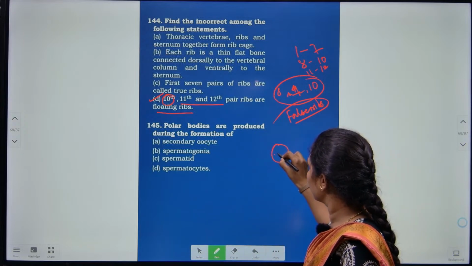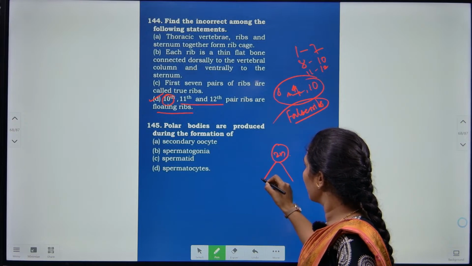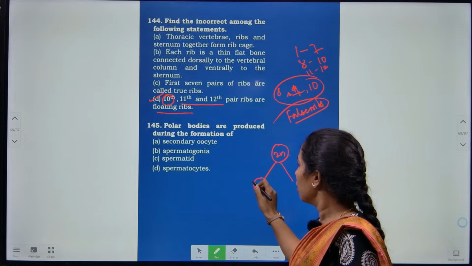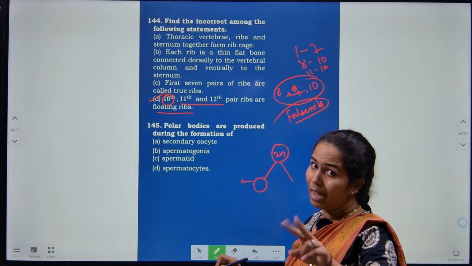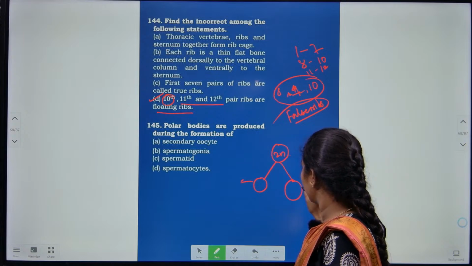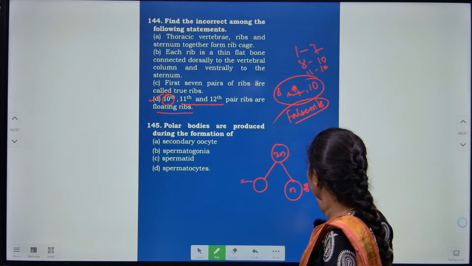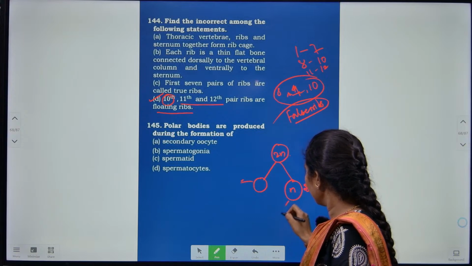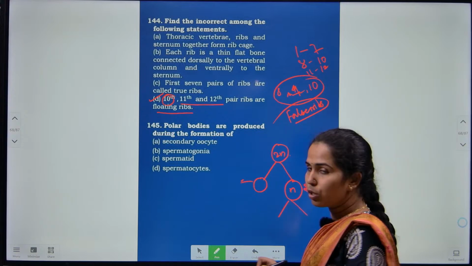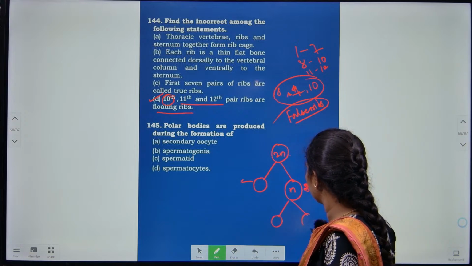So polar bodies are formed during oogenesis, that is when the primary oocyte, which is diploid here, leads to the formation of the first polar body due to unequal cytoplasmic cell division, and the secondary oocyte, which is haploid here. This is called the secondary oocyte. Again this secondary oocyte will undergo further meiotic division to form the second polar body and the ovum here.